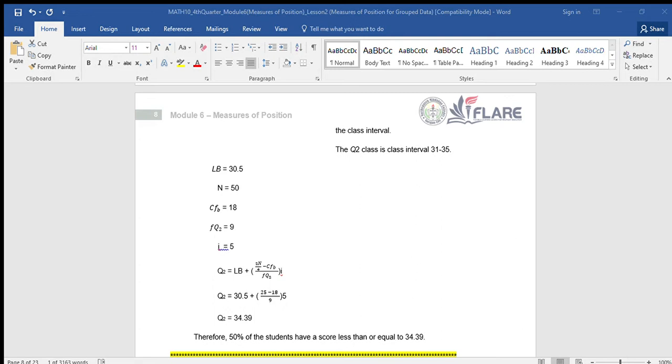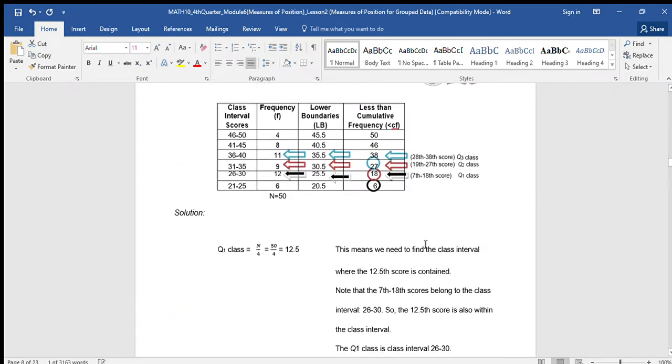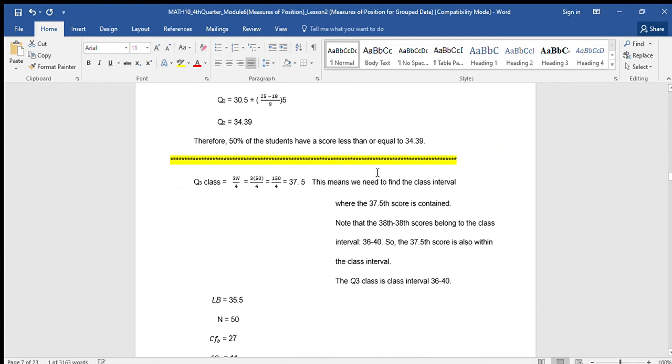Same with Q3. Instead of 2, we put 3 here, and then you'll get 37.5. And then where does 37.5 belong? Here, in the 38. And then the same process again. Got it?